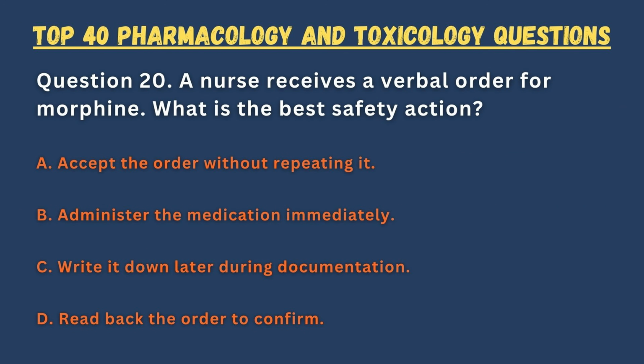Question 20. A nurse receives a verbal order for morphine. What is the best safety action? A. Accept the order without repeating it. B. Administer the medication immediately. C. Write it down later during documentation. D. Read back the order to confirm.